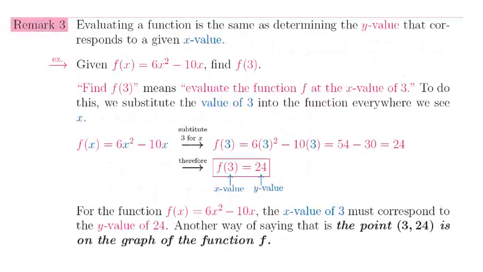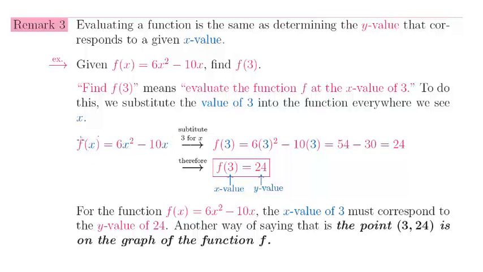As we mentioned previously, evaluating a function is the same as determining the y value that corresponds to a given x value. For instance, let's take the function f of x equal to 6x squared minus 10x. And let's find f of 3. What does it mean when we say find f of 3? Well, it means we want to evaluate the function of f at the x value of 3. And to do this, we substitute the value of 3 into the function everywhere where we see x.